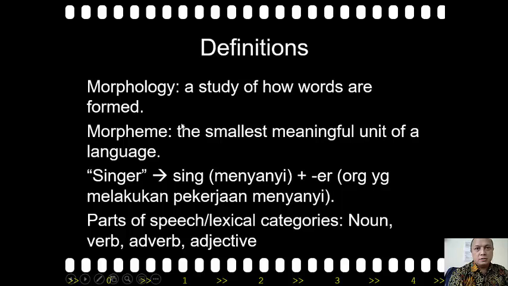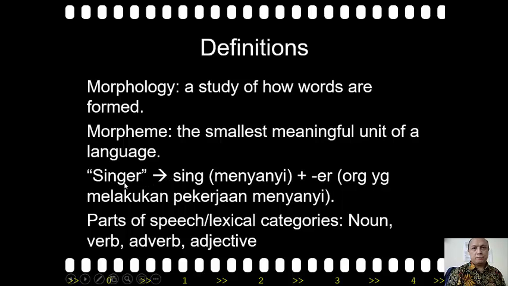Let's continue to the definition of morpheme. A morpheme is the smallest meaningful unit of a language. See, the word smallest is important. So it must be the smallest unit, and it has to be meaningful. If it is not smallest and it's not meaningful, then it's not a morpheme. Okay, so that's the definition of a morpheme.